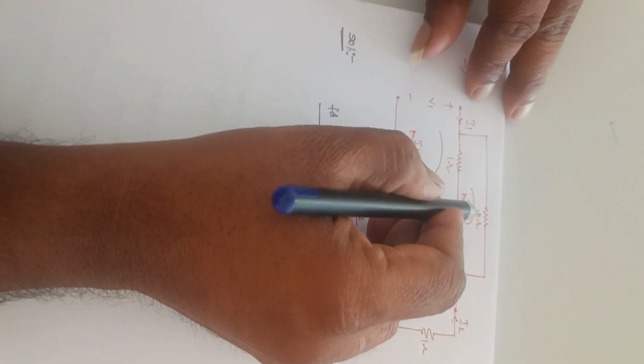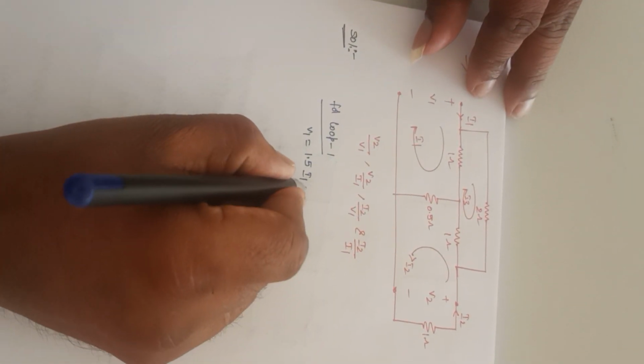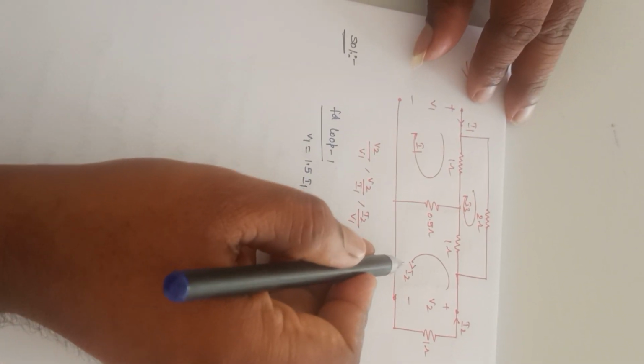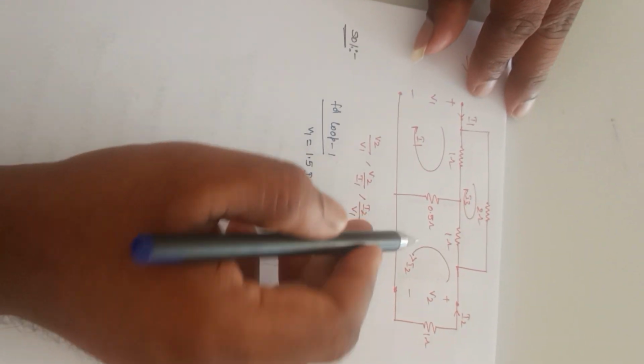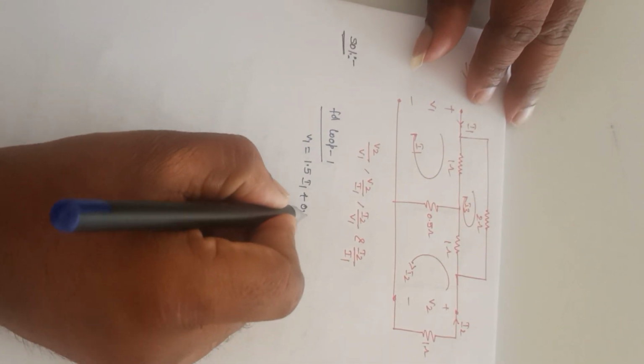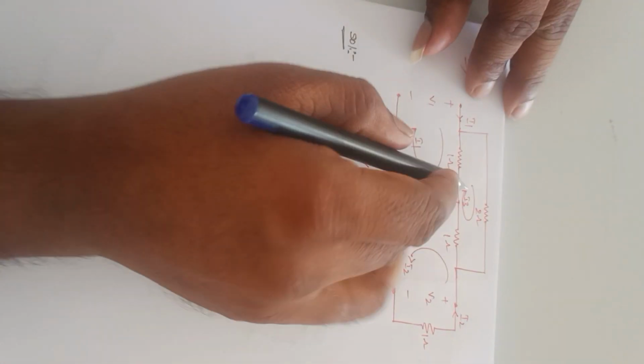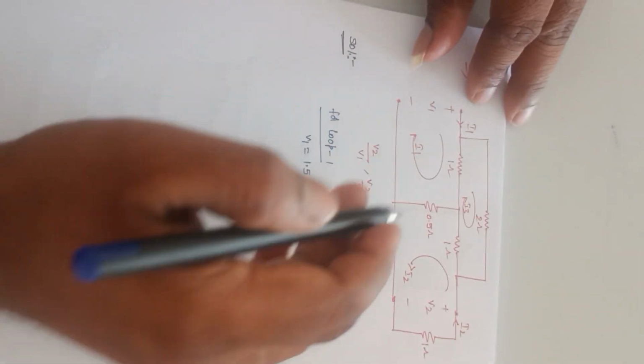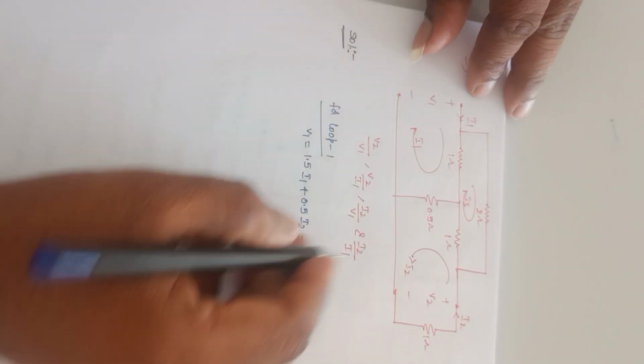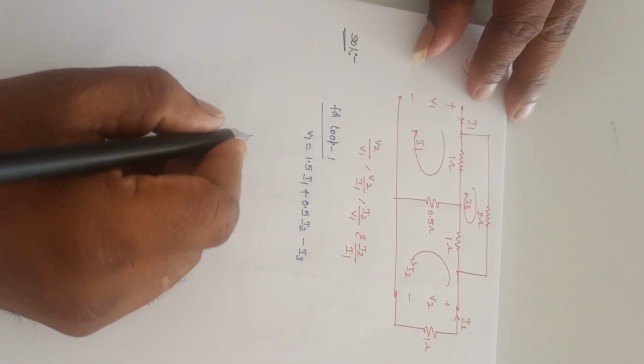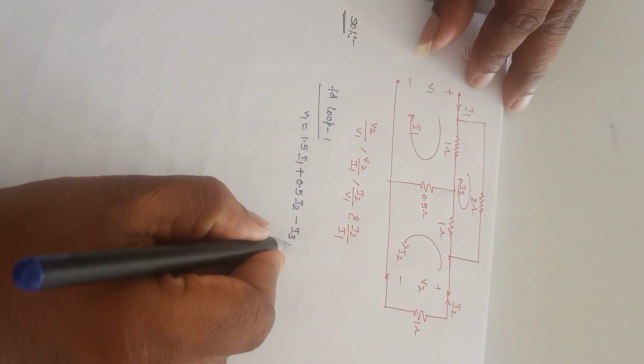I1 and I3 both are in opposite direction, so first you consider this I2 here. I1 and I2 both are in the same direction here, so it is 0.5 I2. This I3 and I1 both are in opposite direction, so it is minus I3. So it is the first equation.